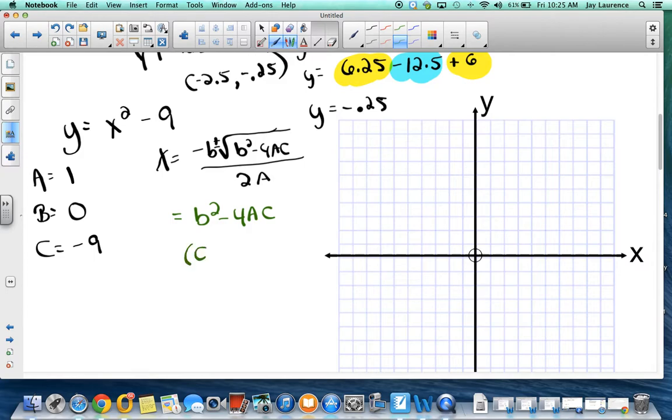So b is 0, minus 4, a is 1, and c is negative 9. So it looks like that's going to simplify to 36, and 36 is positive, so therefore there's going to be two solutions, right? Those of you in first period heard Erica say that this morning. There's going to be two solutions.